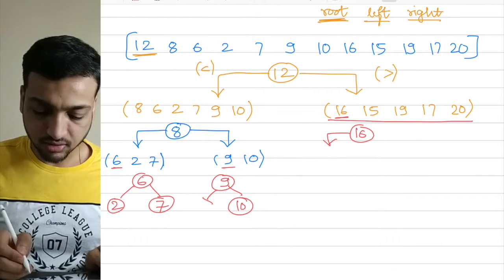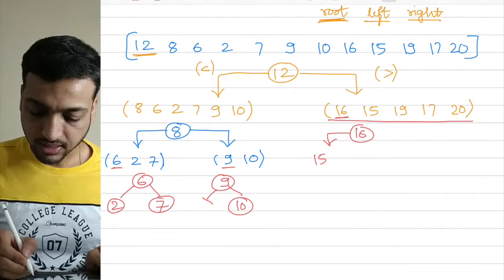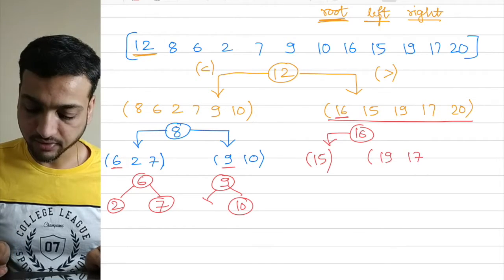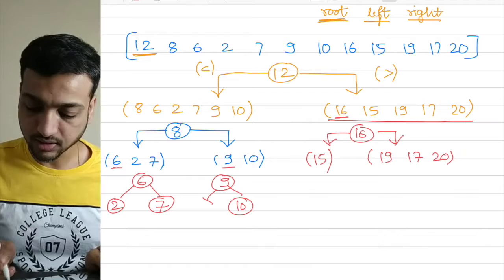Everything less than 16, which is 15. That's it. Only 15 is less than 16. Rest all are greater than 16. So 19, 17 and 20. So this is greater than 17.